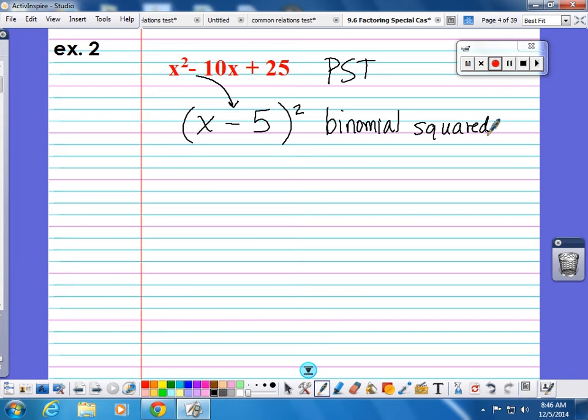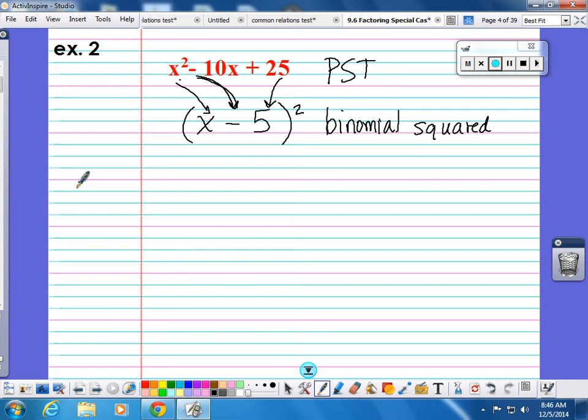Factor mark's easy. Because all you have to say is, what do you square to get this first term? That goes here. What do you square to get this last term? It goes here. And the middle sign drops. You say, well, what happened to the 10? That's when you find their product and double it, right?